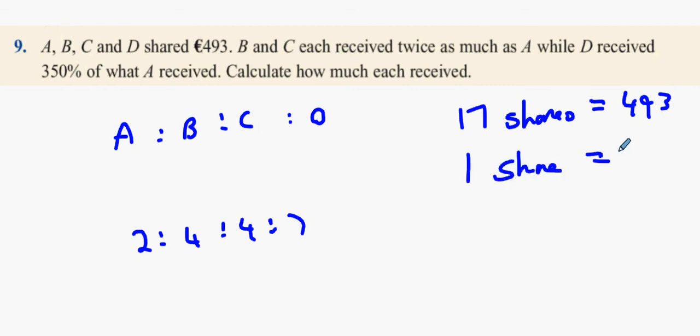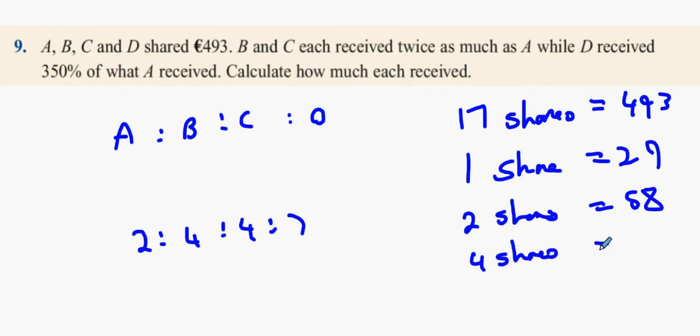29. So 2 shares would be 58. 4 shares, 116. And finally 7 shares, 203. Great. Done. Everybody happy? Move on.